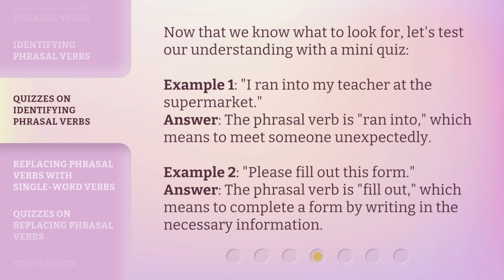Now that we know what to look for, let's test our understanding with a mini quiz. Example 1. I ran into my teacher at the supermarket. Answer. The phrasal verb is ran into, which means to meet someone unexpectedly. Example 2. Please fill out this form. Answer. The phrasal verb is fill out, which means to complete a form by writing in the necessary information.